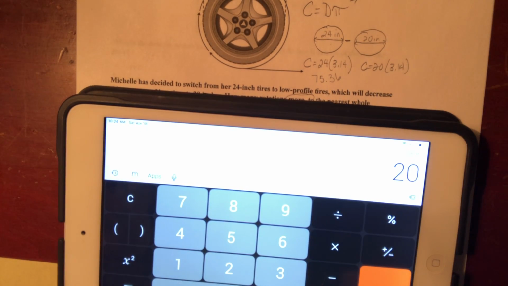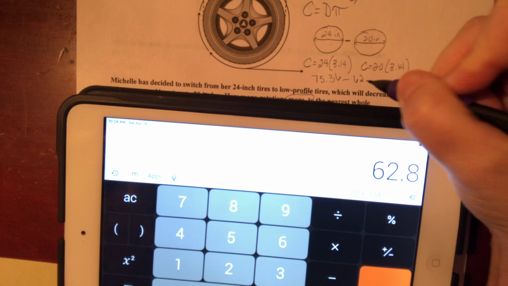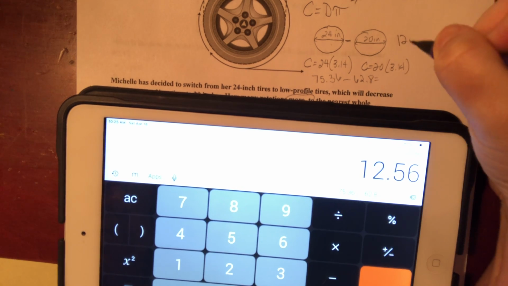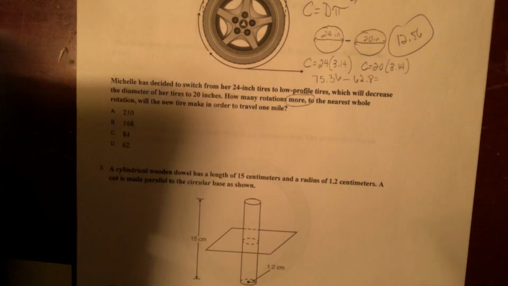And then I'm going to do 20 times 3.14, which is 62.8. So now I just have to subtract those, and that's going to tell us how much more. All right, so I'm looking at this number, 12.56. Let's take a look.